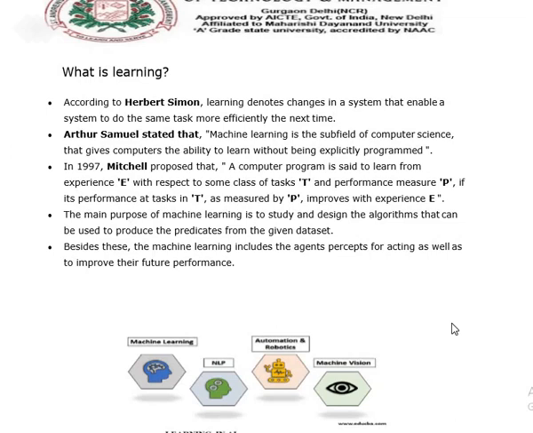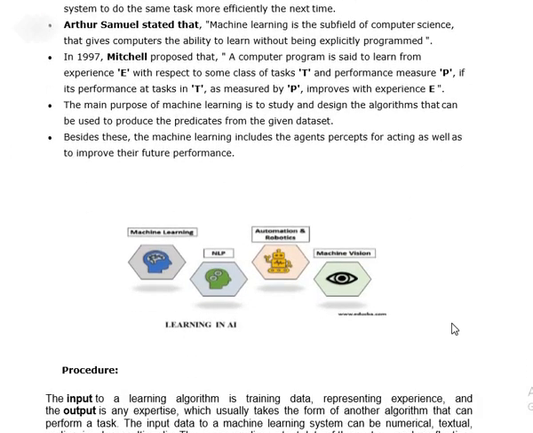Another scientist, Mitchell, proposed that a computer program is said to learn from experience with respect to some class of tasks and a performance measure. If the performance of the task is measured with a parameter and the experience, then only can we evaluate how the intelligent system is undergoing the process of learning. Various kinds of algorithms are still being developed for the learning phases implemented in today's intelligent systems, or the machine learning part. Besides this, machine learning includes the agent's perspective, including all the improvements in the field of data science.